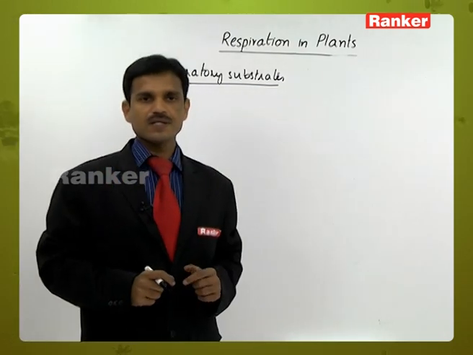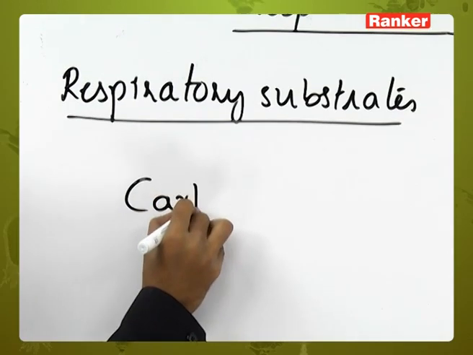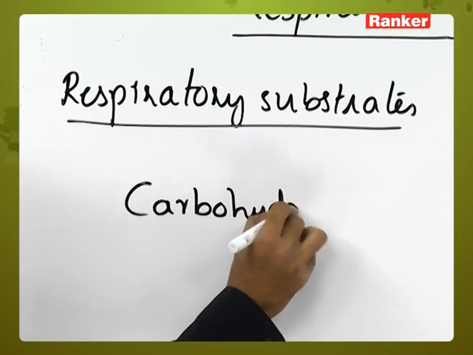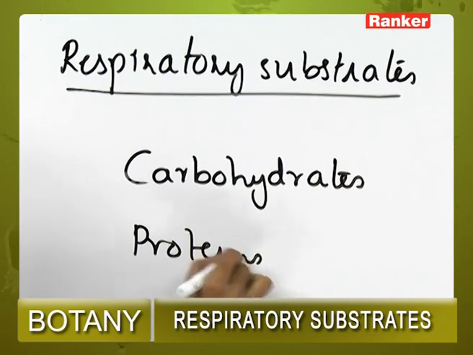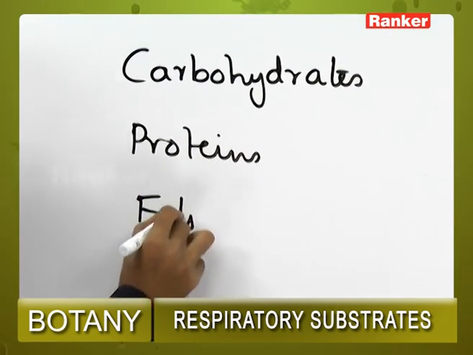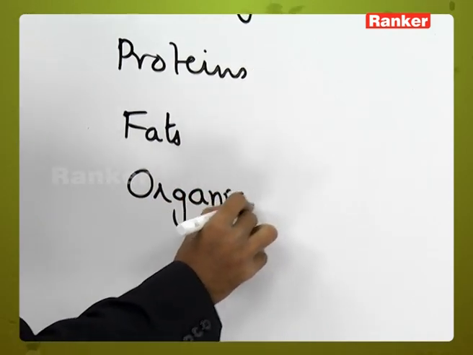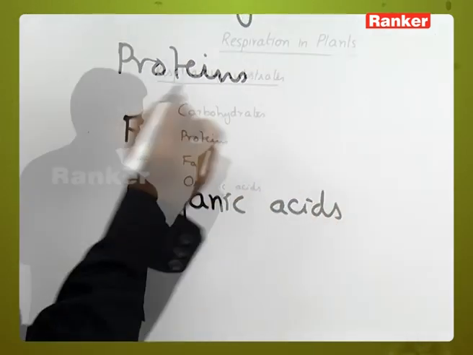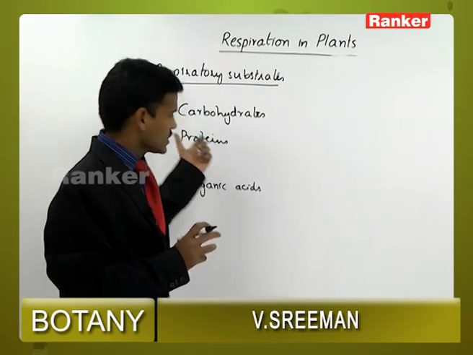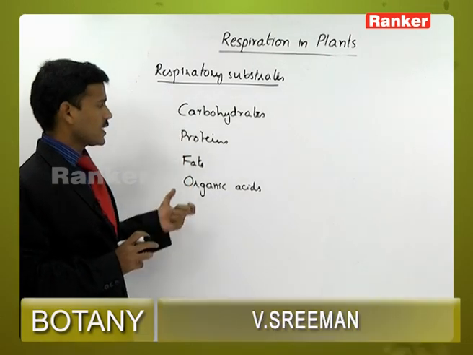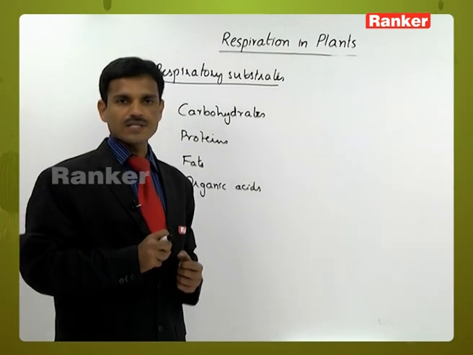Respiratory substrates. Different types of respiratory substrates are there: carbohydrates, proteins, fats, and sometimes organic acids also. So all these are food materials. Food materials are in different forms: carbohydrates, proteins, fats, organic acids. From these food materials, the organisms are obtaining energy.